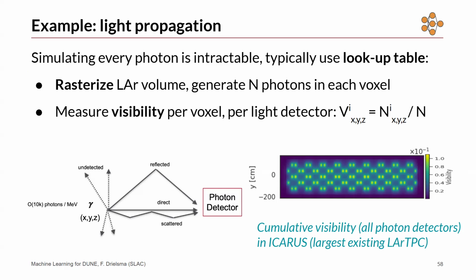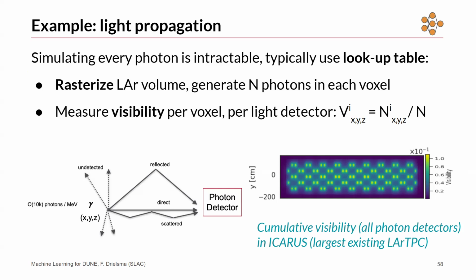So if you had to simulate each individual photon and how it propagates into the liquid argon, this is something that would take hours, and you would never be able to produce a simulation data set. And so the way we do it is we still do the simulation, but we only do it once. So we simulate a bunch of photons in a bunch of different pixels inside of the detector.